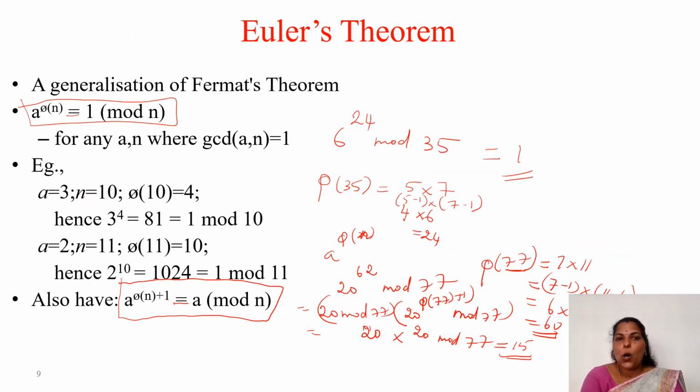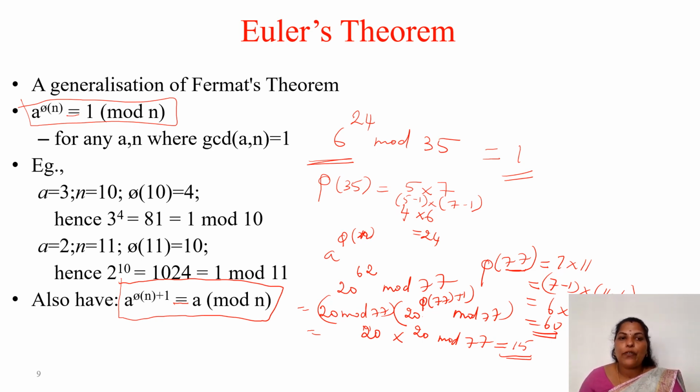Next is Euler's theorem. It is a generalization of Fermat's theorem, that is a^φ(n) ≡ 1 mod n, for any a, n where GCD(a, n) = 1. Now please recall the formula we discussed in Fermat's theorem: a^(p-1) ≡ 1 mod p.